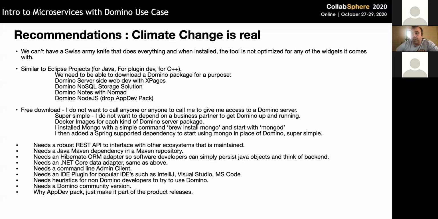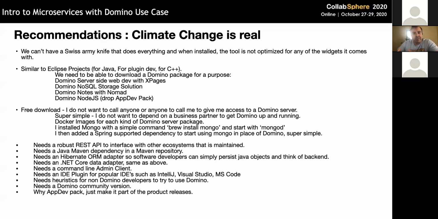Maybe I want a Notes client app, right? So then I want to be able to download Notes with Nomad support, or I want a Domino Node.js. I don't want to worry about what an App Dev Pack can keep track of that. Why do I want to do that? I'm building business solutions. I don't want to keep track of those things. So it would be nice if they were Domino projects, packages for a purpose, Domino server for XPages, right?